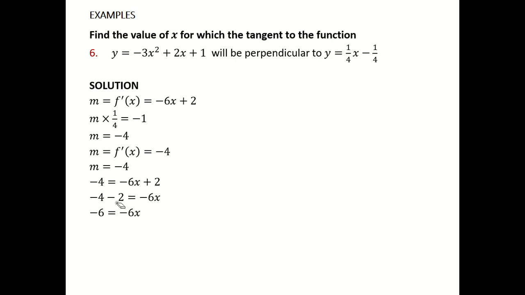On the left, you're going to have -6. On the right, you're going to have -6x. Divide by -6, you will get x is equal to 1. Basically, the tangent and the given function share the same x value, and that x value is 1. So basically, they intersect at this x value. They meet at that x value.